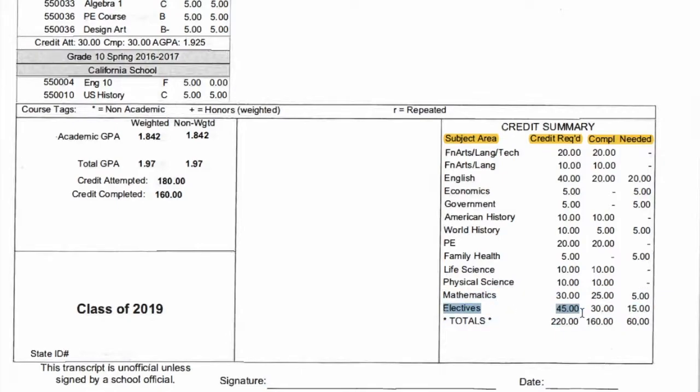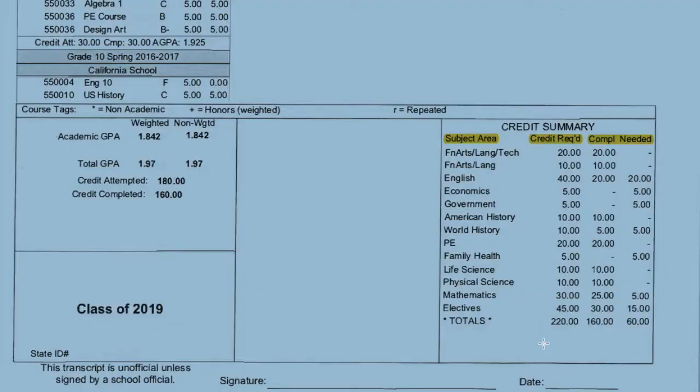Electives are one of the subject areas that vary from high school to high school the most. So here we see that you only need 45 electives, but I'm going to show you later a credit summary where the number of electives needed to graduate is much higher, and that's based on changes that that school has made in these other areas.